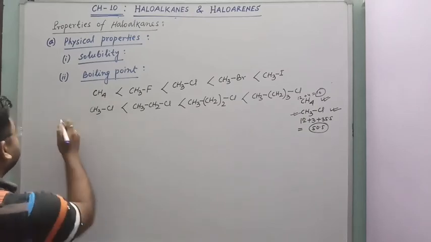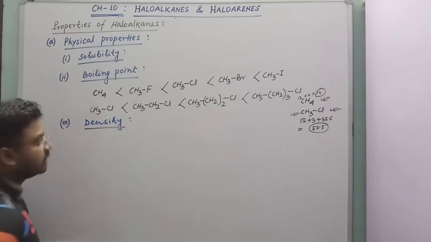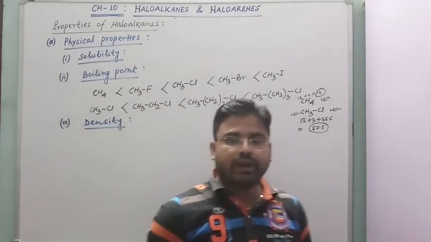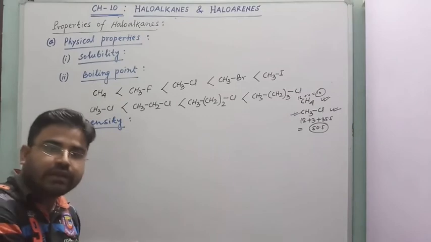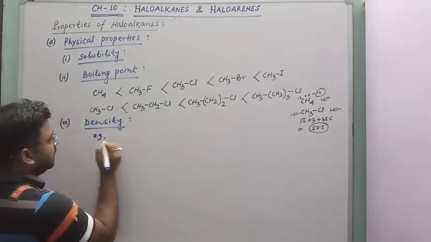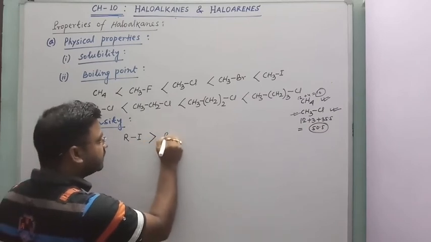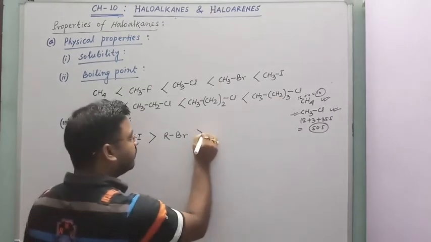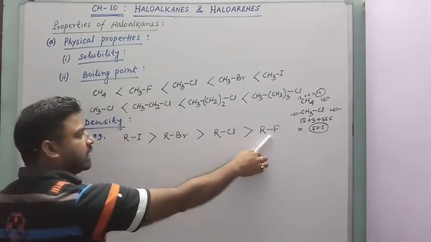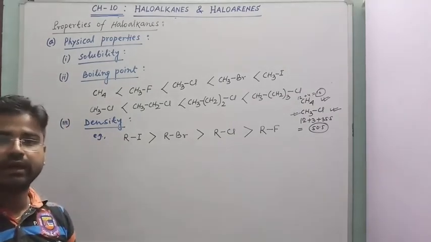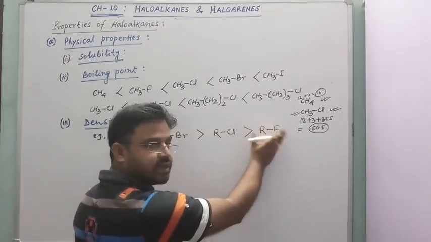Number 3, density. So alkyl iodide and alkyl bromides are heavier than water, whereas alkyl chloride and alkyl fluorides are lighter than water. Here we can write alkyl iodide RI has higher density than alkyl bromide, RCl, RF. So alkyl fluorides have lowest density whereas alkyl iodide has higher density. These two, alkyl iodide and alkyl bromides, are heavier than water, whereas alkyl chloride and alkyl fluorides are lighter than water.